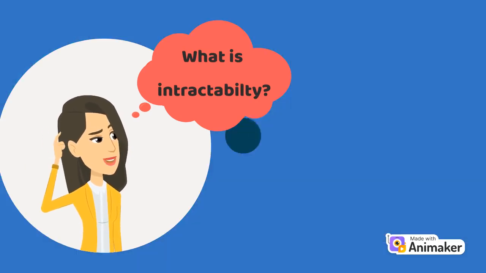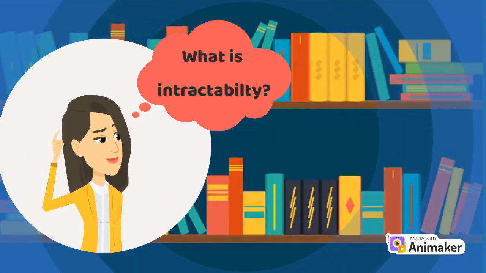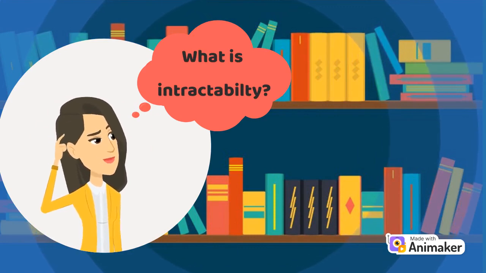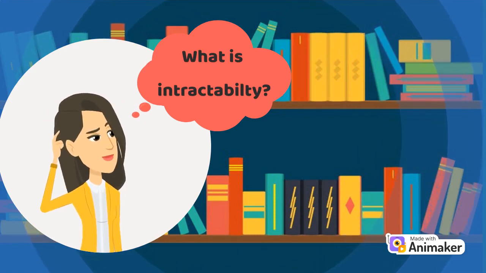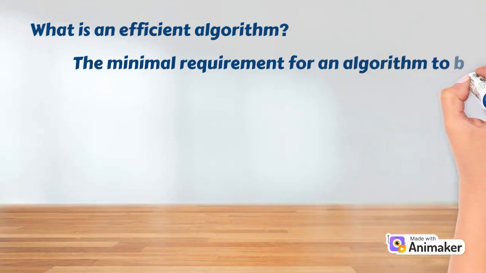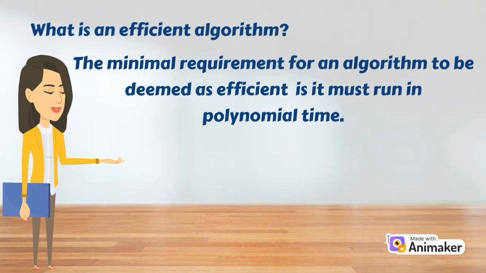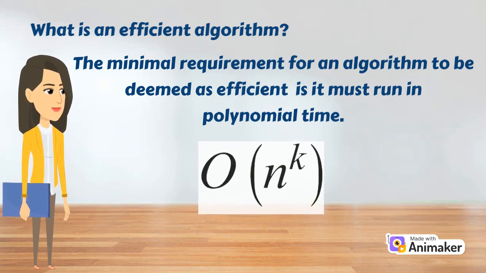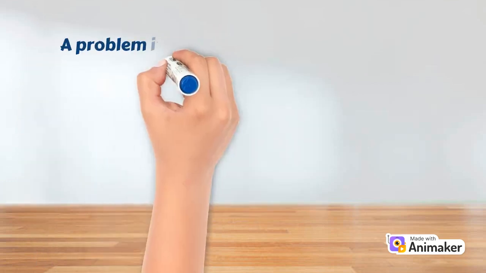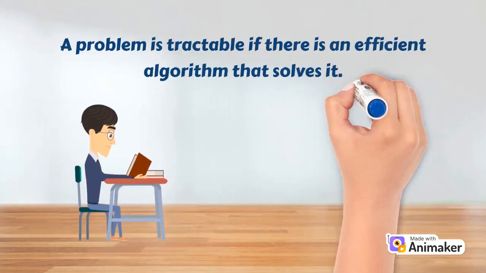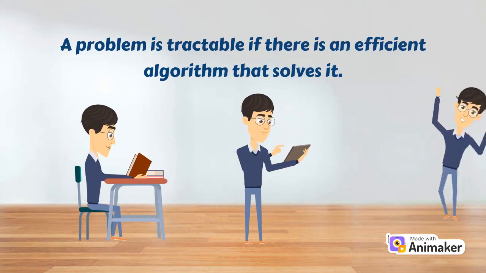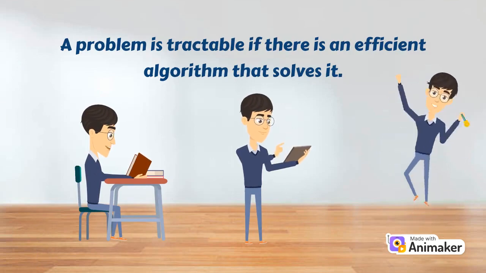What is intractability? Before we delve into intractability, let us first know what is an efficient algorithm. The minimal requirement for an algorithm to be deemed as efficient is it must run in polynomial time. We can say that a problem is tractable if there is an efficient algorithm that solves it.